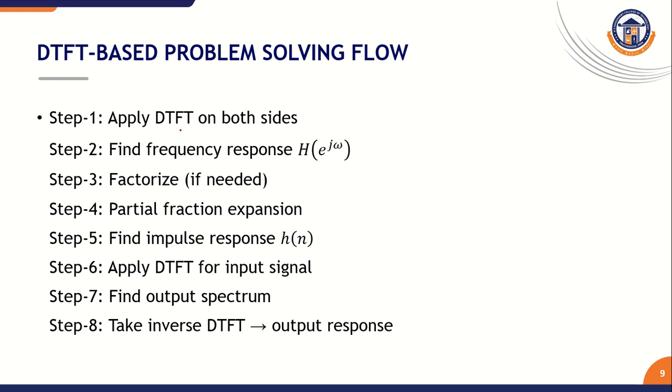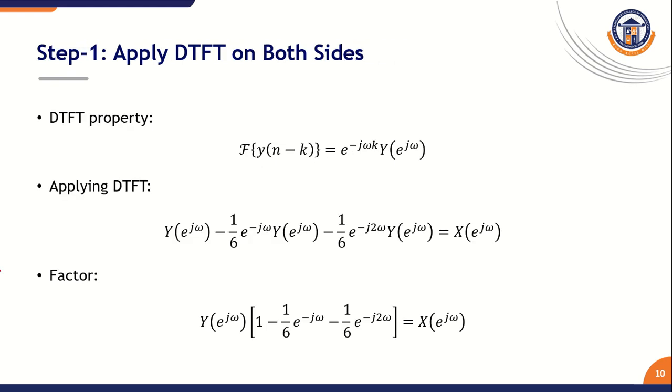First step, apply DTFT on both sides to find the frequency response, that is capital H of e power j omega. Factorize if needed, then follow partial fraction expansion, then find the impulse response. Then apply DTFT for the input signal, then find the output spectrum, that is capital Y of e power j omega. From this capital Y of e power j omega, take the inverse DTFT, then find the output response of the given system. So let us discuss one by one.